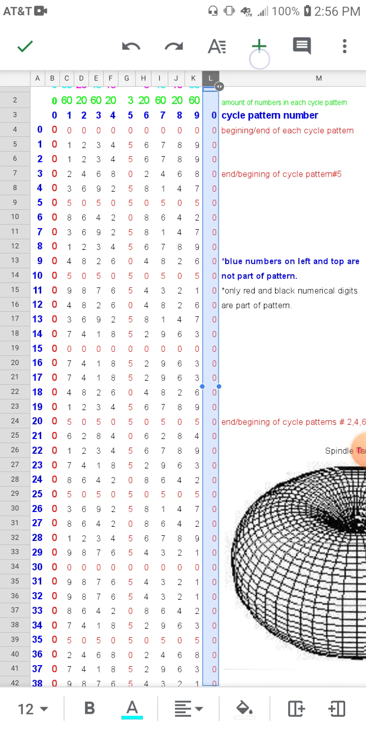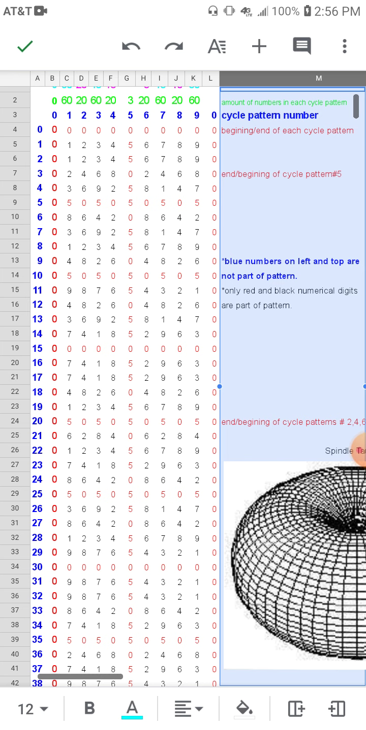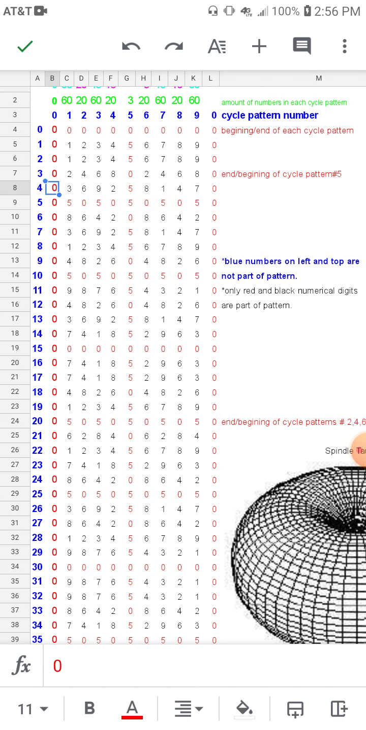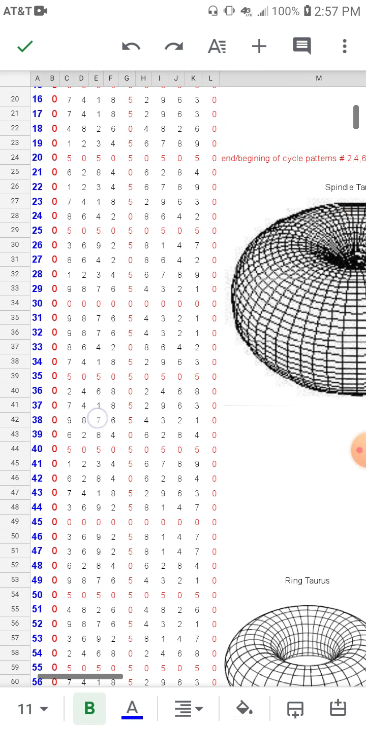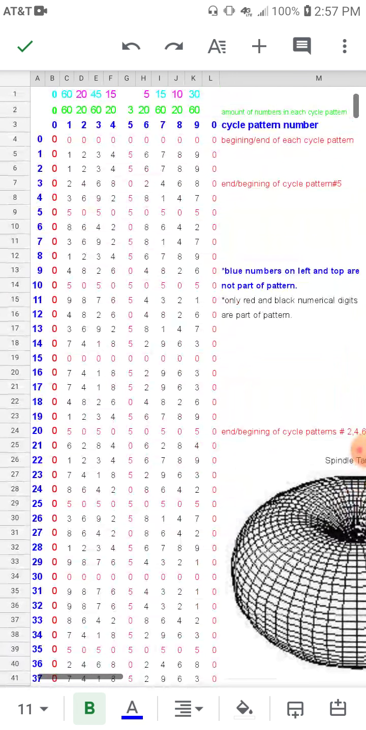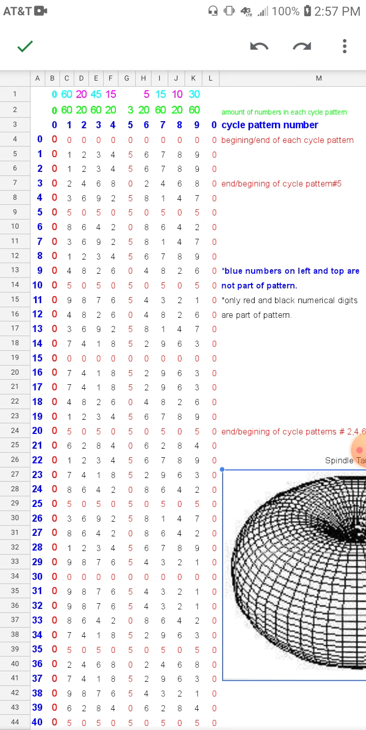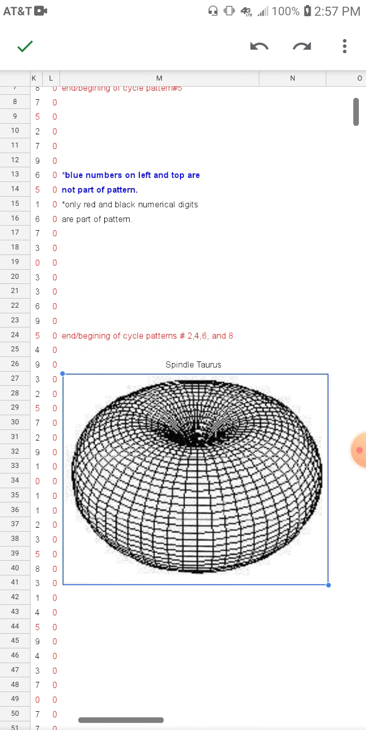If you keep on going further, you could make this pattern as big as you wanted. Just keep on adding the same numbers. It'd be like a giant quilt. So you could actually make this toroid pattern as big as you want, just depending on how many times you repeated the pattern. So if you connect the top zeros with the bottom zeros first, and then the side zeros with each other, you'll come up with this, a torus, a spindle torus.